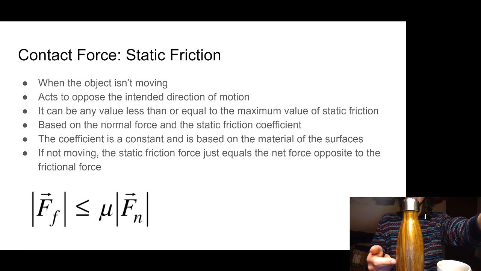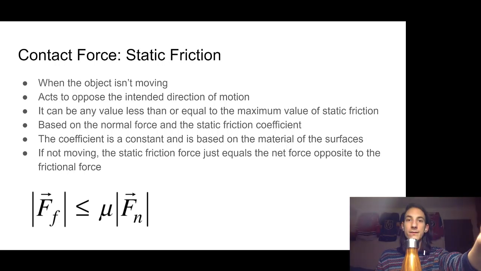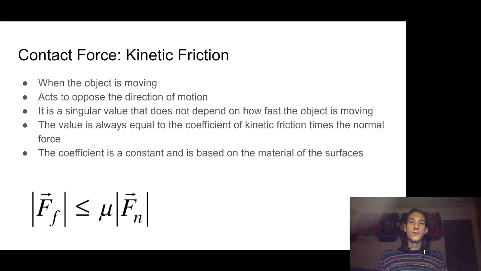And then if I push 3, the frictional force is pushing back with 3, because there's no net force acting on that object. So that's our static friction. And then kinetic is for when an object is actually moving. It's going to act to oppose the direction of motion, and it is a singular value that does not depend on how fast the object is moving. So kinetic friction is just going to be one value. It's not a range, it's not an inequality, it is just one singular value.